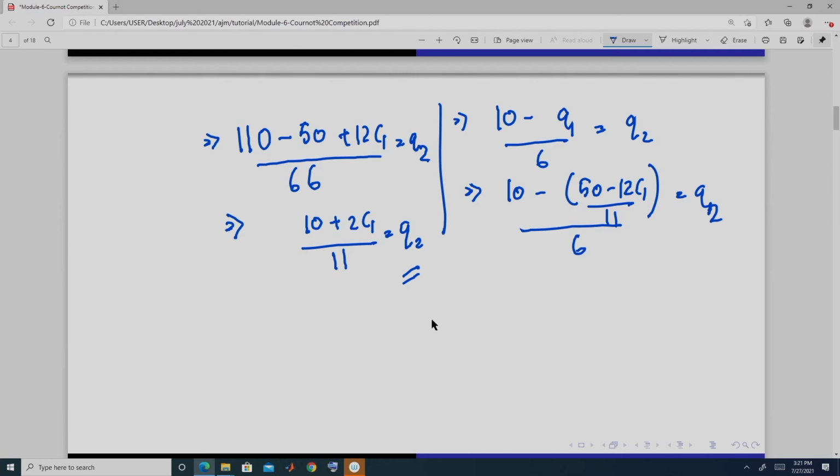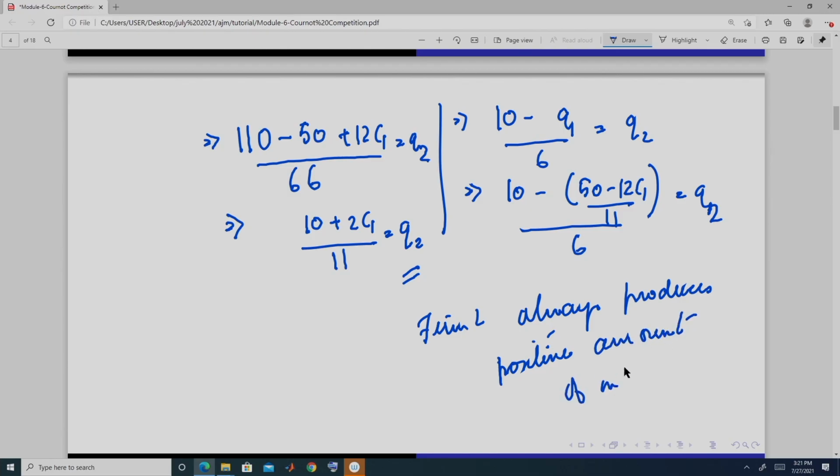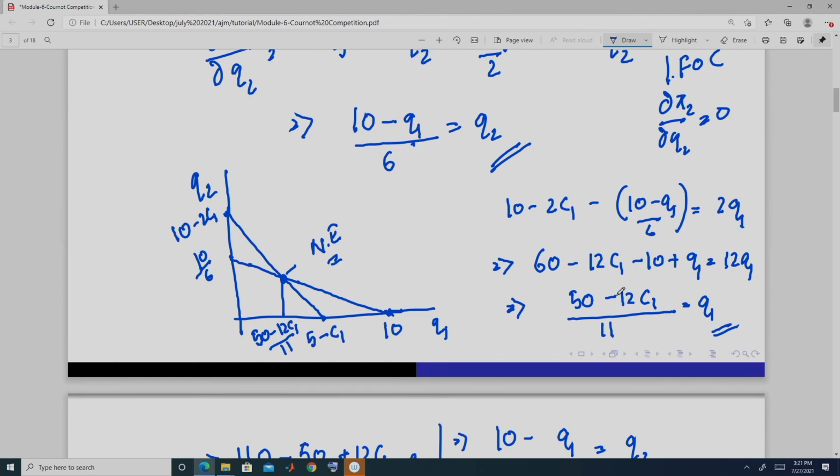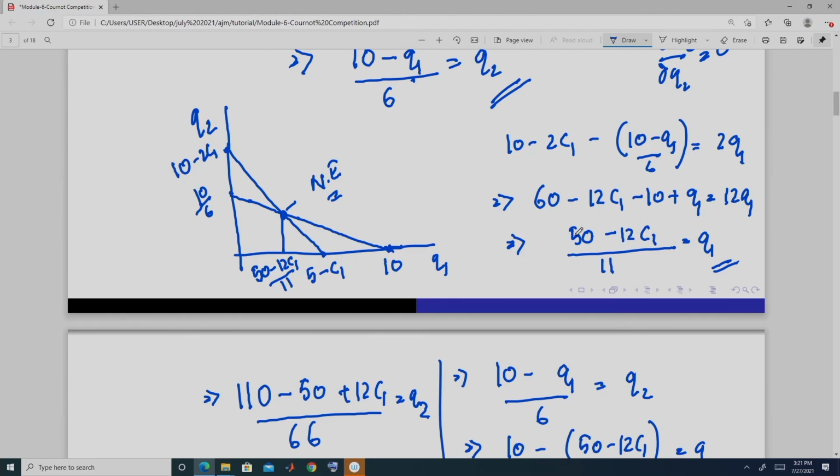So, that is why firm 2 always produces a positive amount of output, but firm 1 may produce 0 when C1 is sufficiently high, that is when this line is just like this.